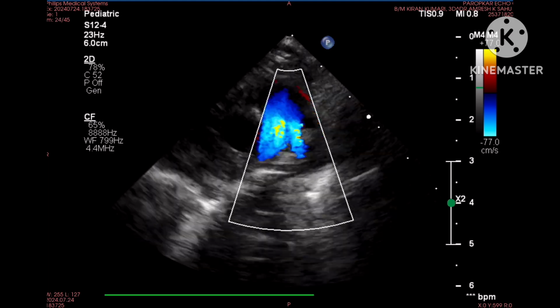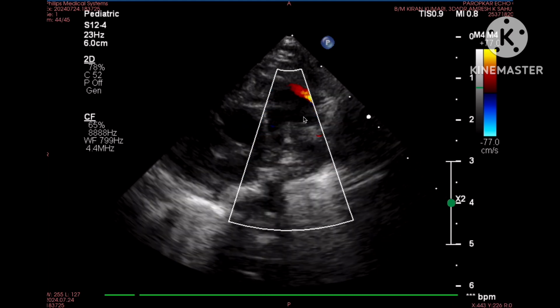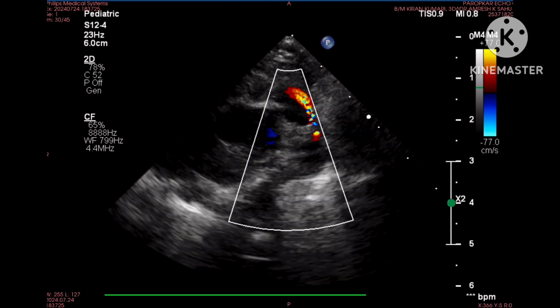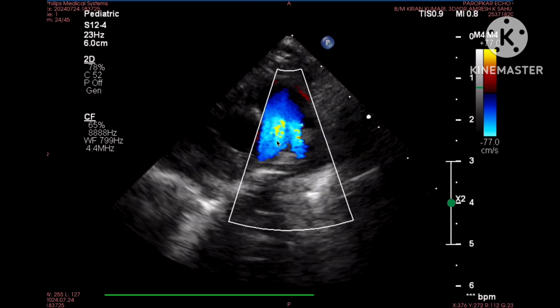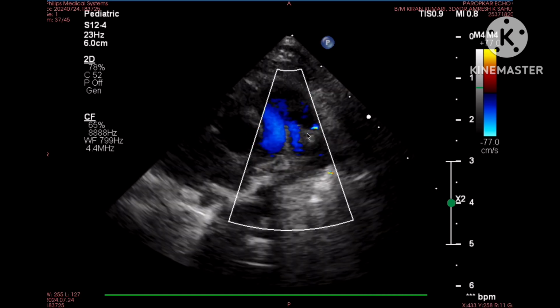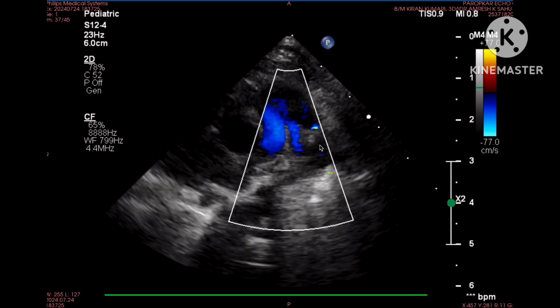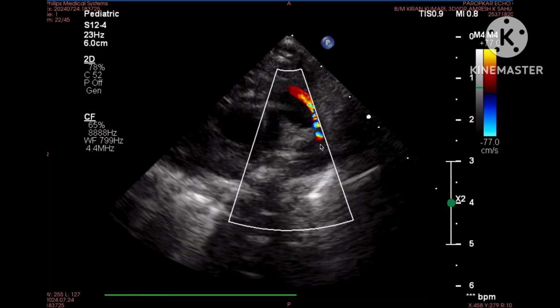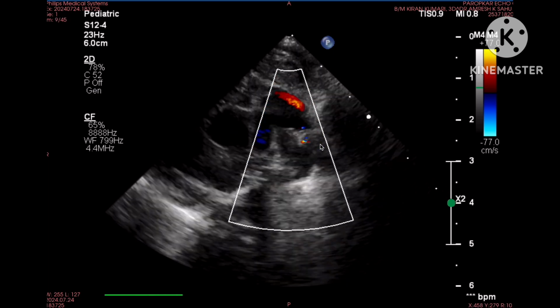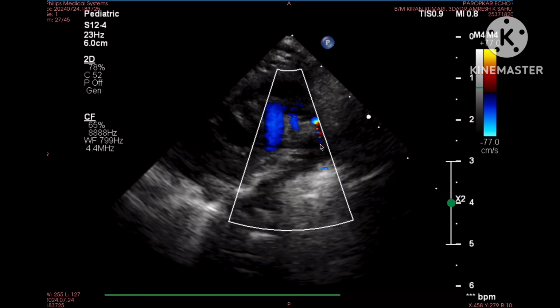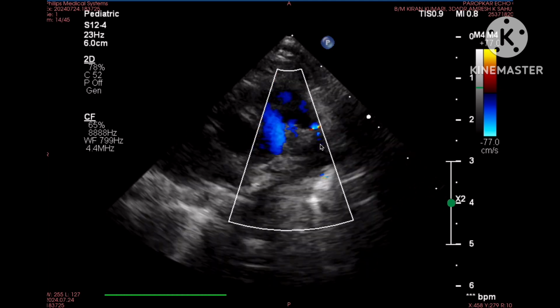The next image, same thing. You can see the right pulmonary artery branch and left pulmonary artery branch. Now see, this is the right pulmonary artery branch, this is the left pulmonary artery branch, and this location is of the PDA. So right pulmonary artery branch, left pulmonary artery, then PDA, and the PDA has bidirectional flow indicating raised pulmonary artery pressure. So pulmonary artery pressure is raised, because you see the flow in the PDA is bidirectional.